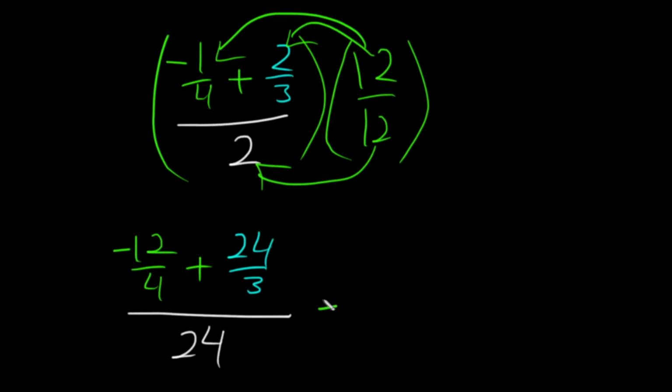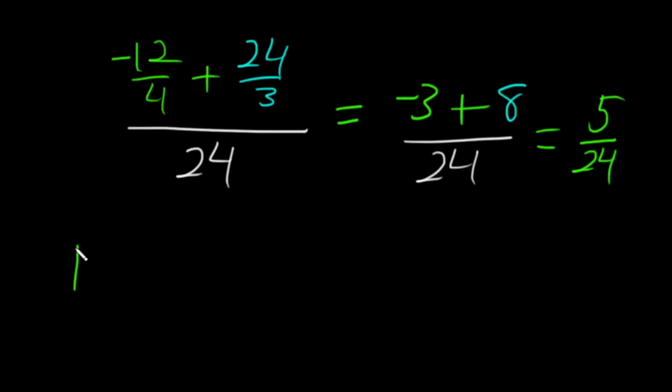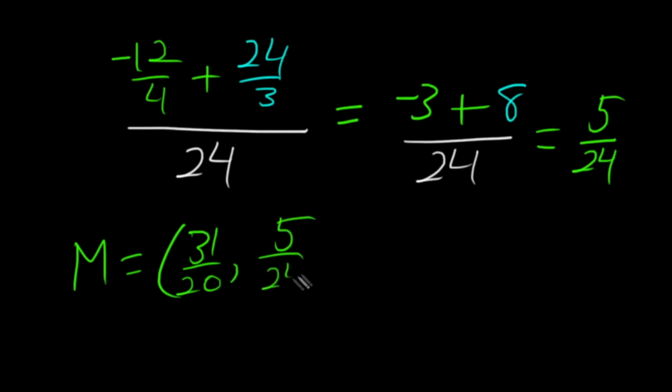We'll go ahead and reduce. Negative 12 divided by 4 is negative 3, plus 24 over 3, which is 8, over 24. And that equals 5 over 24. This cannot be reduced any further, so therefore, our final midpoint value is 31 over 20, comma, 5 over 24.